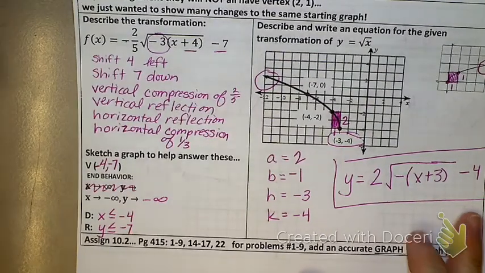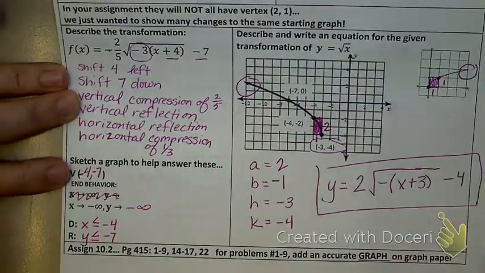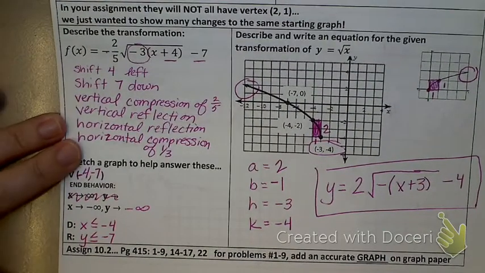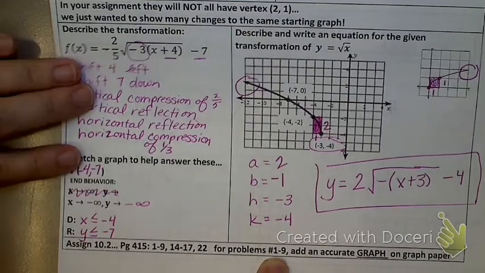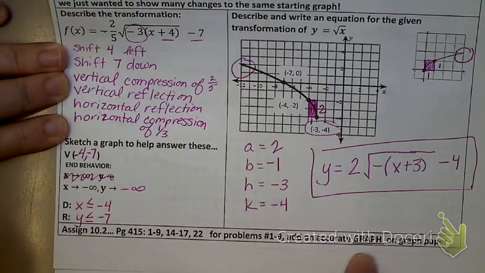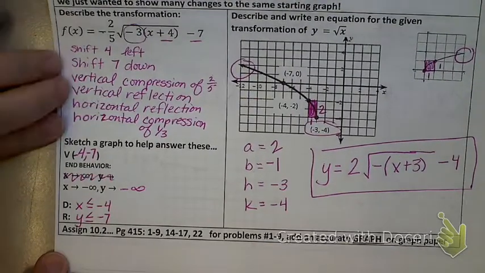Okay? So again, sorry I went out of order there. Wanted to make sure to get all that in this one video. The homework is out of the book. Please remember for numbers 1 through 9, I don't know that the instructions in the book say to put a graph in there, but I need you to put a graph in there.